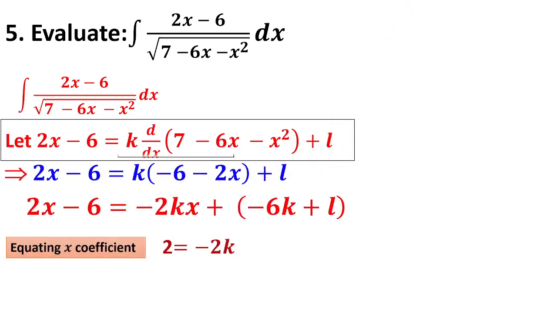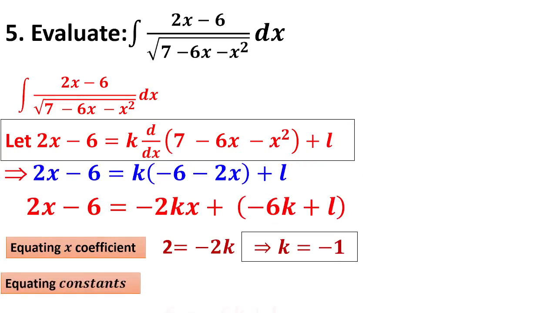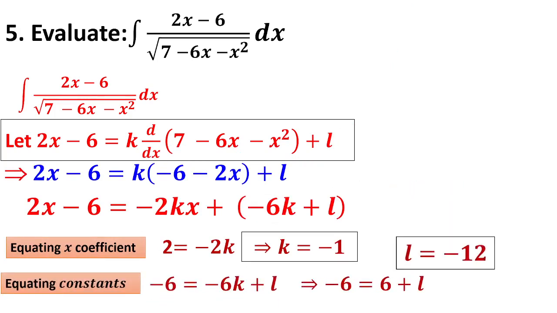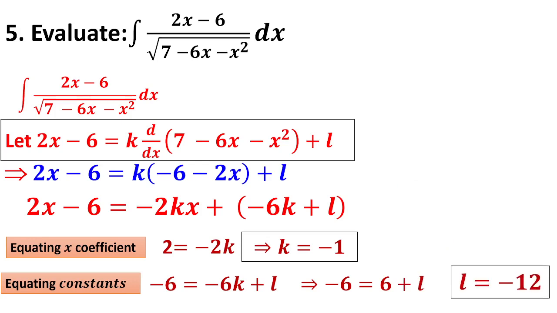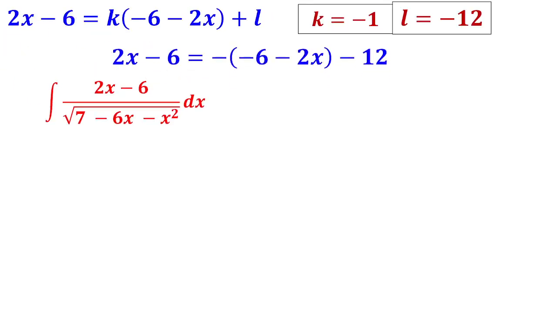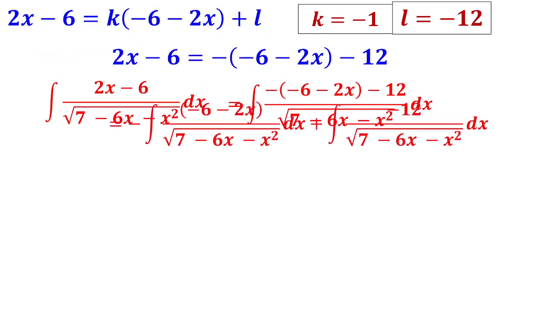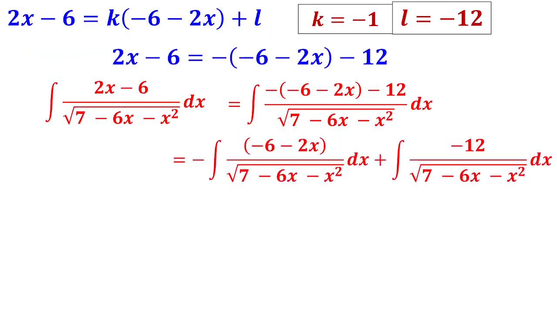I have equated the x coefficients and got k as minus 1. Equating the constant, I got L is equal to minus 12. I am putting it inside the integral sign now. The integral is split into 2: minus (6 minus 2x) upon the square root, plus minus 12 upon the square root.